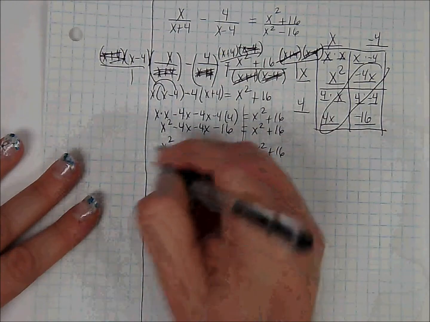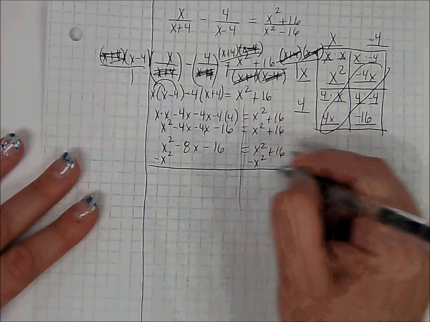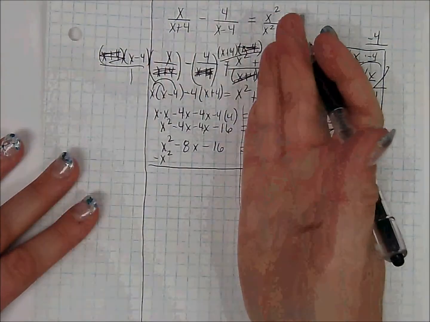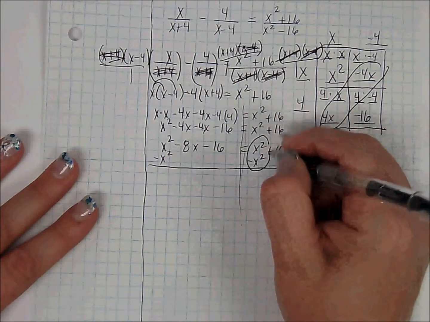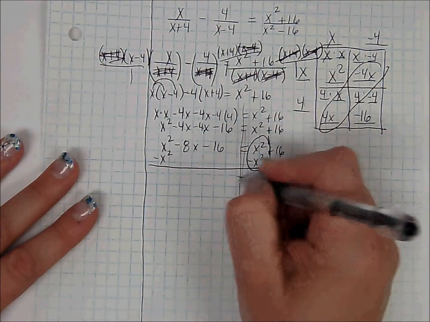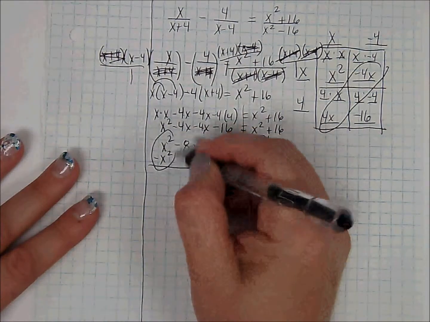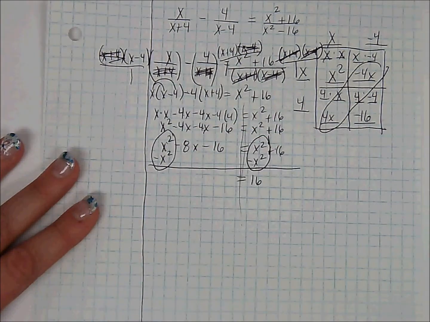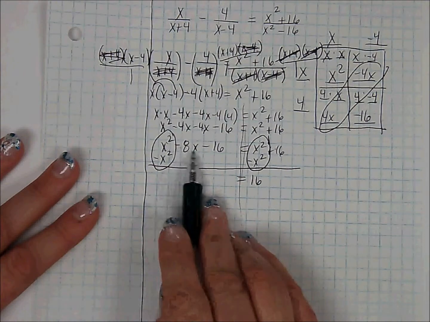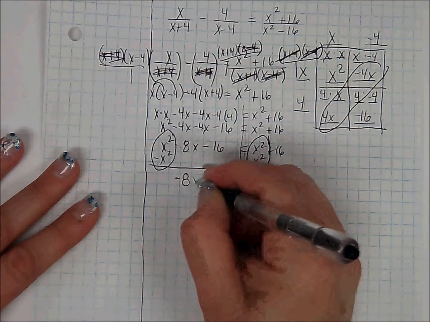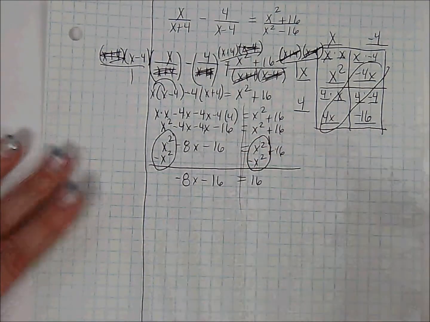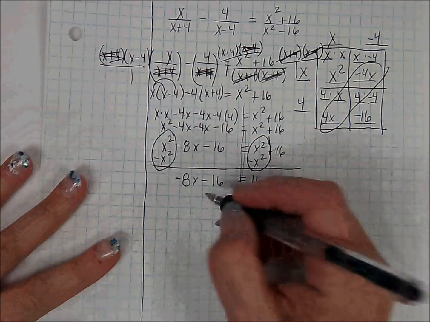So I'm going to go ahead and subtract this x squared from both sides. You notice I did it on both sides of the equal sign. Over here it becomes a 0, x squared minus x squared, and I'm left with 16. But look at this, x squared minus x squared gives me a 0 also. I'm left with a minus 8x. That negative doesn't go away. Minus 16. Much nicer problem.